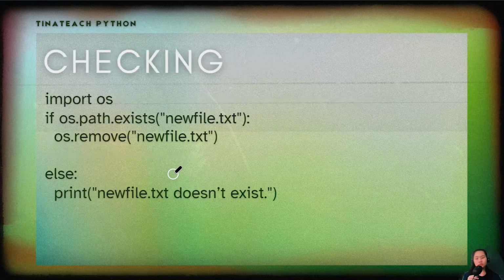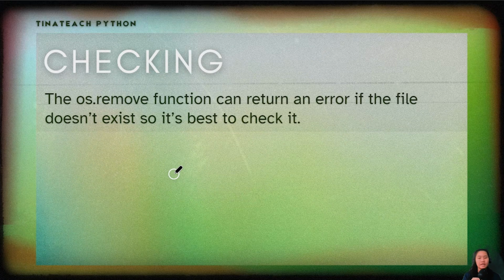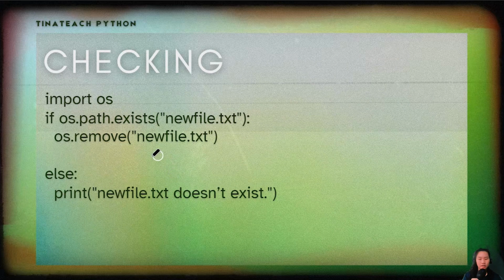Now, I want to go back for a bit with the checking. As I've mentioned over here, os.remove can return an error if a file doesn't exist. So we can check it like this. Import os, os.path.exists for new file. Check if new file actually exists, and if it does, remove it. If it doesn't, return that the file doesn't exist.